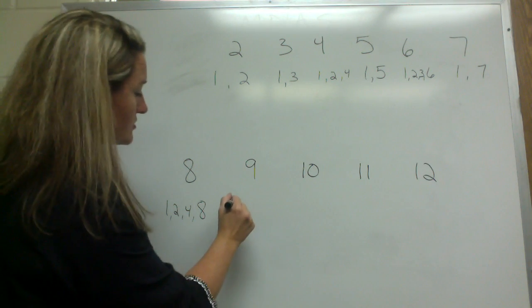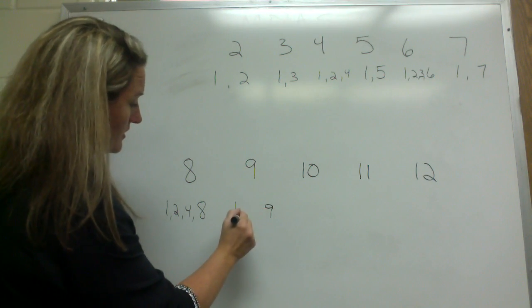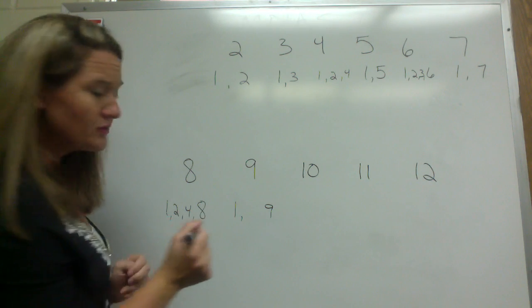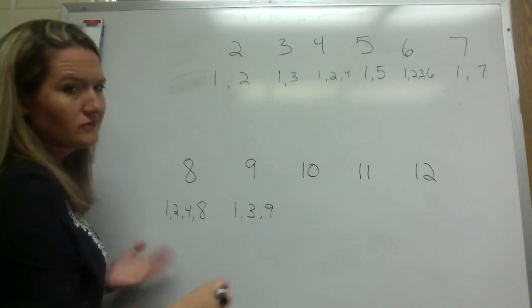9. Let's always start with the obvious one, 1 times 9. Is 9 divisible by anything between 1 and 9? Yeah, it's divisible by 3. And because it's 3 times 3, we only need to write the 3 once. We don't need two 3s.